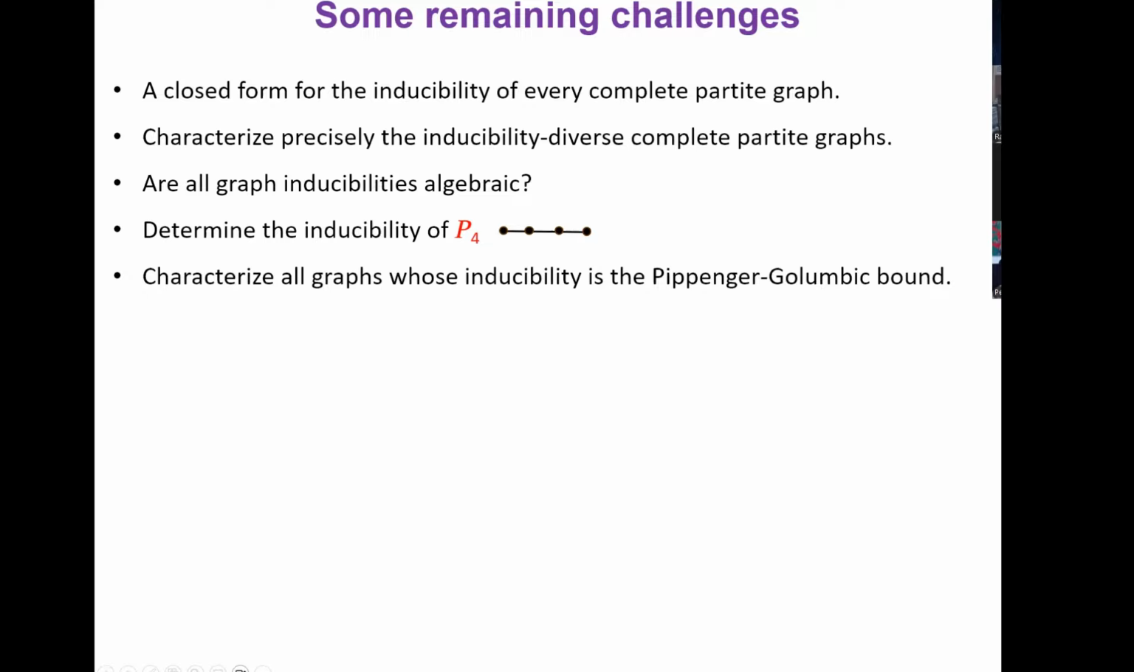And finally, surely it will be nice to characterize all graphs whose inducibility is given by this construction, the iterated blow-up of Pippenger and Golumbic. Remember, we have this proof that for almost all graphs the answer is yes, but surely for some graphs it's no. So perhaps it will be nice to give a characterization, or think of it as an algorithm: given a complete partite graph, decide whether or not it satisfies the Pippenger-Golumbic bound and this is the best you can do, or perhaps you can do better than that. Okay, I think I will stop here.